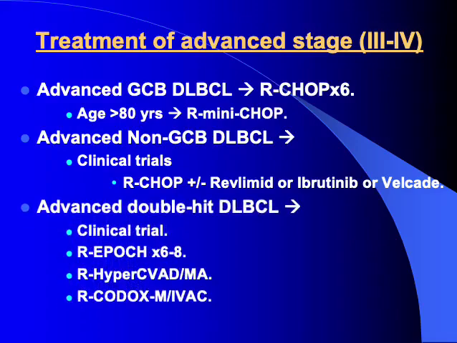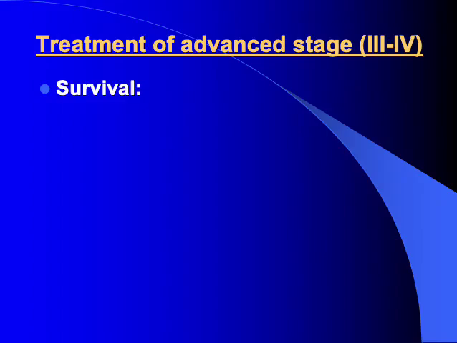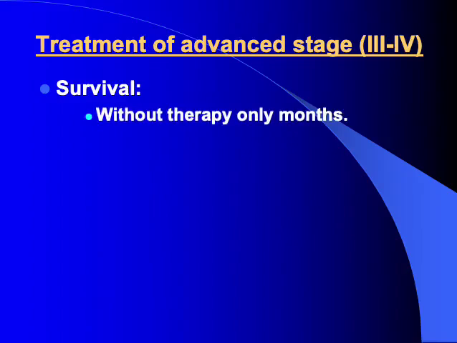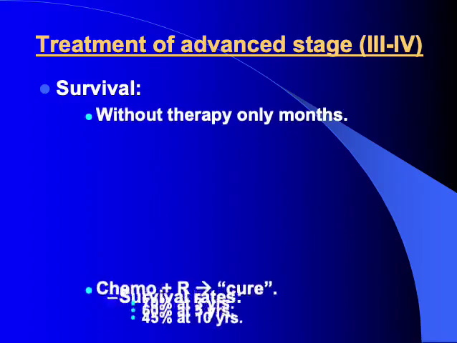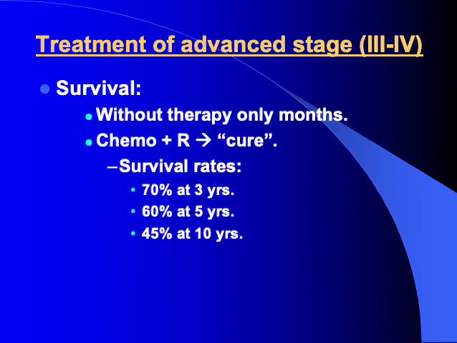Advanced double-hit diffuse large B-cell lymphoma has poor prognosis with R-CHOP, so we treat with multi-agent chemotherapy regimens. Patient survival without therapy is only months. However, when we treat with chemoimmunotherapy, we may cure those patients. Survival rate 70% at 3 years, 60% at 5 years, and 45% at 10 years.